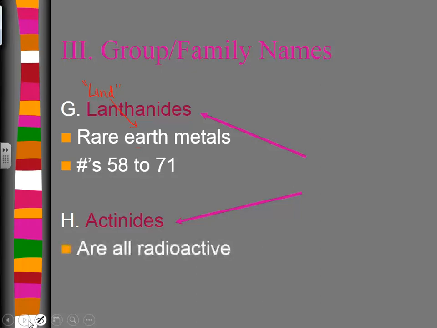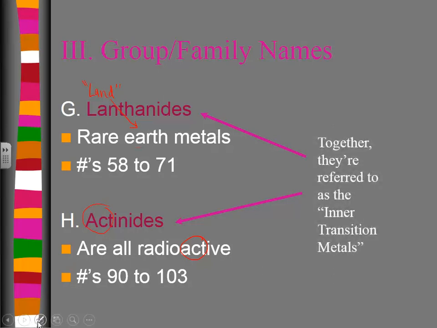The actinides are all radioactive. So remember, actinides, radioactive. That's how you can remember that. That's the characteristic of them you need to know. And their atomic numbers range from 90 to 103, which is thorium through lawrencium. Together, these two rows are referred to as the inner transition metals because if you look at the periodic table and look at the atomic numbers, you will see that the atomic numbers fit within the transition metals.